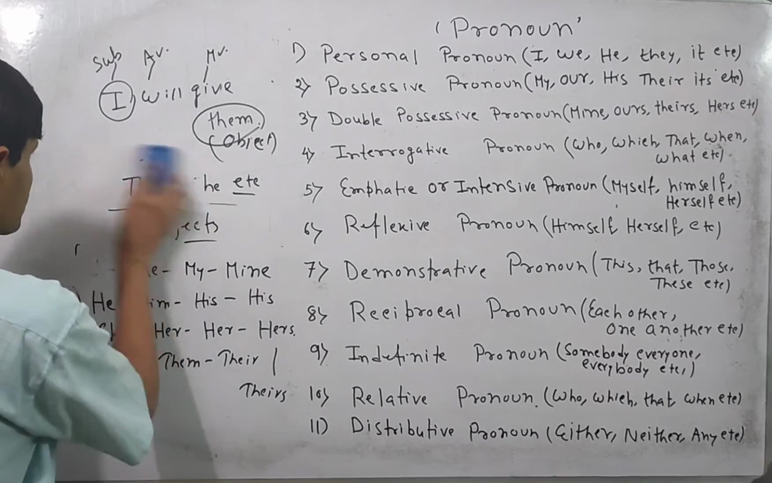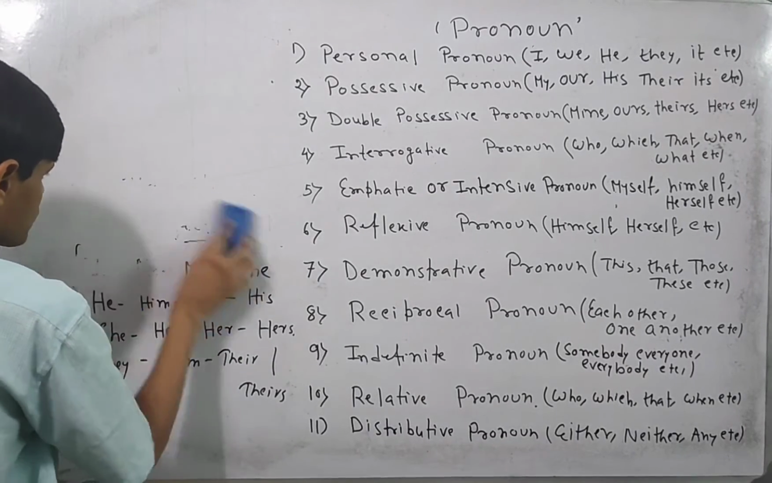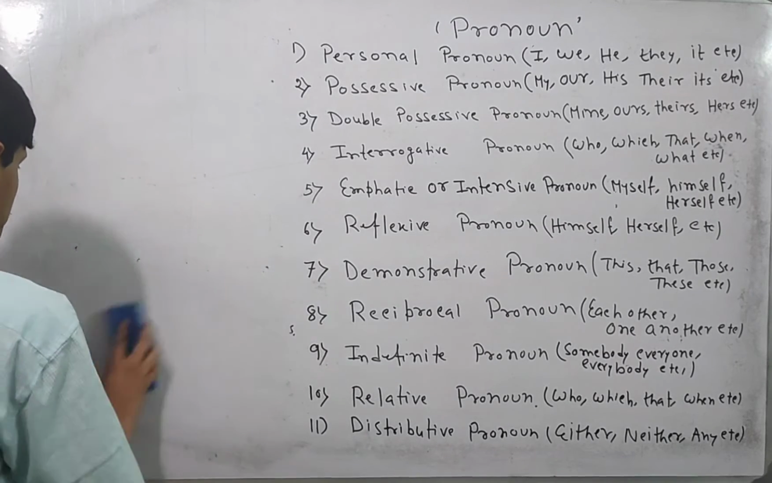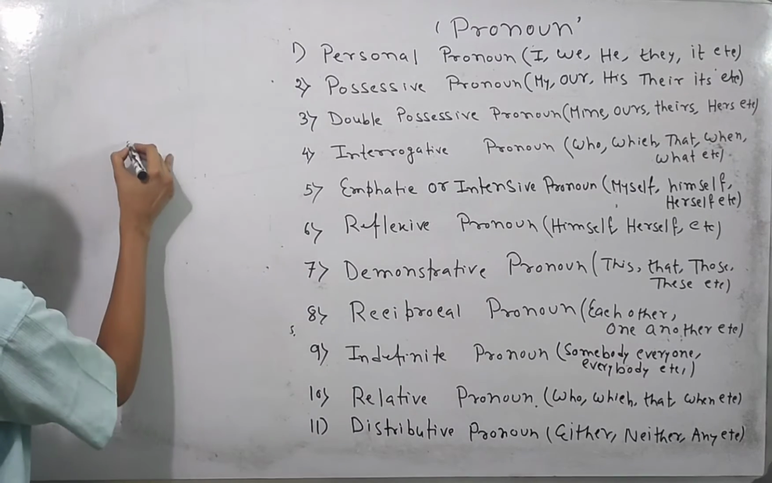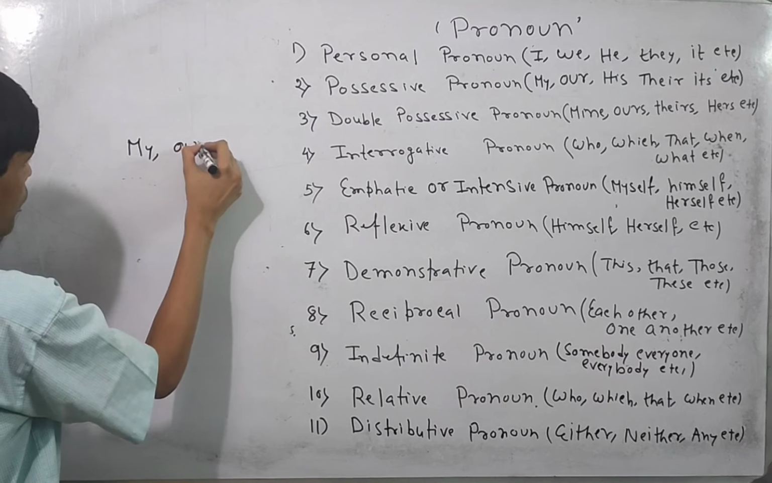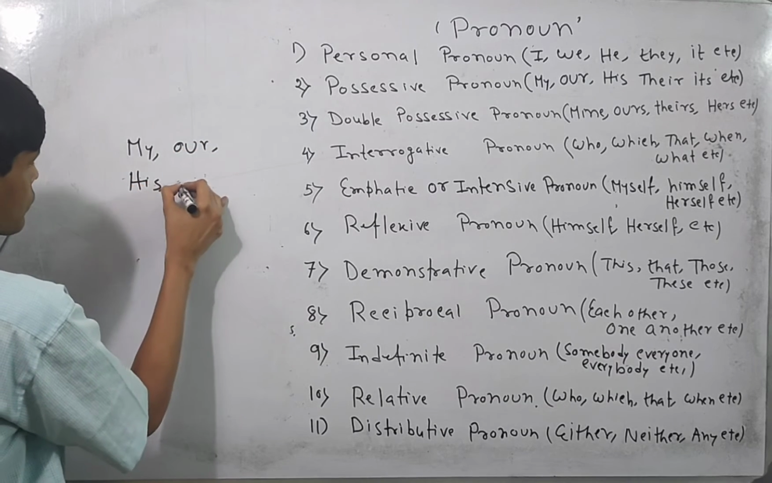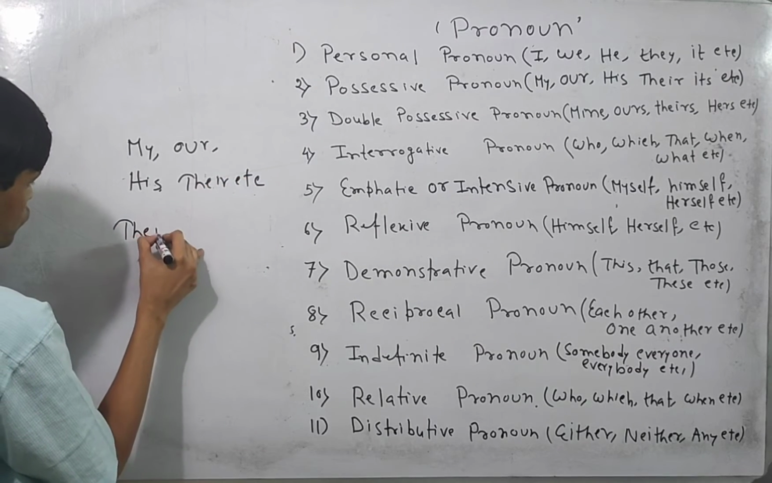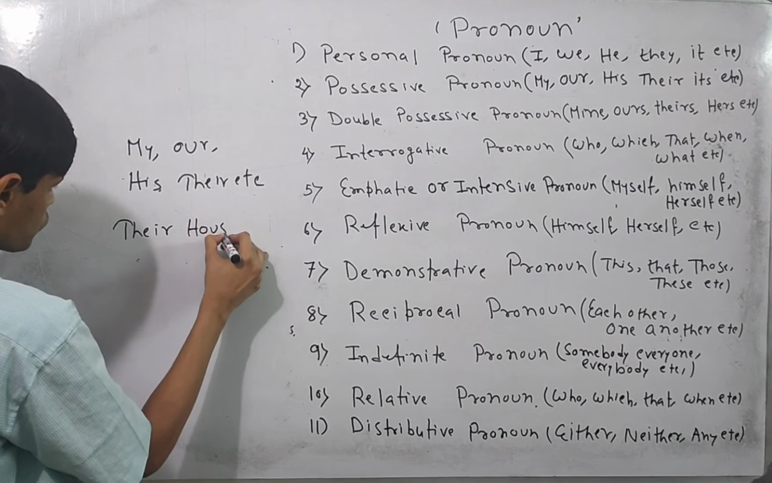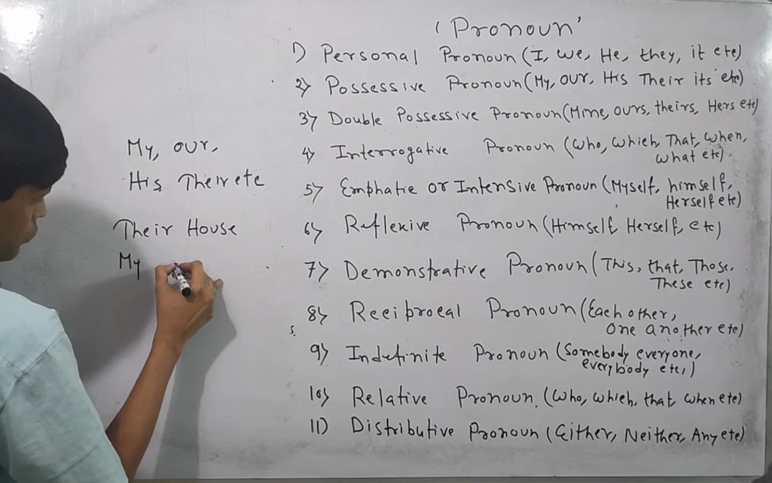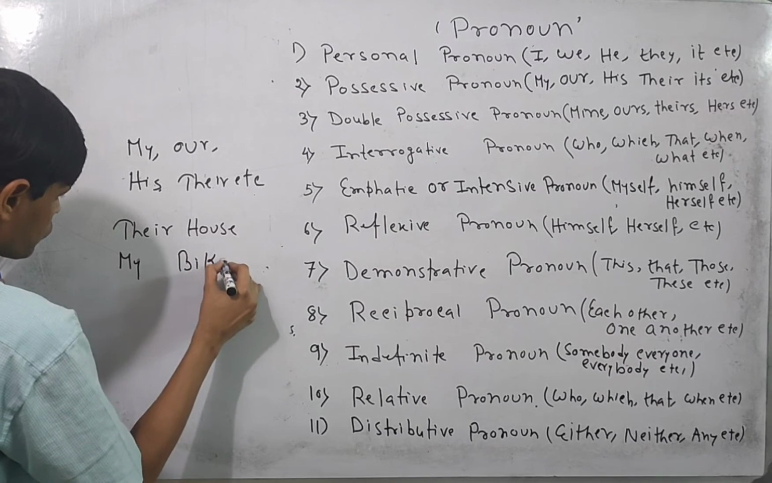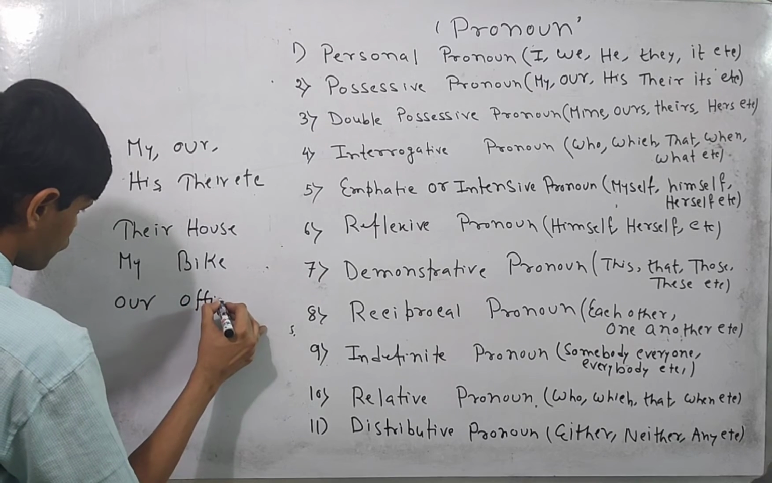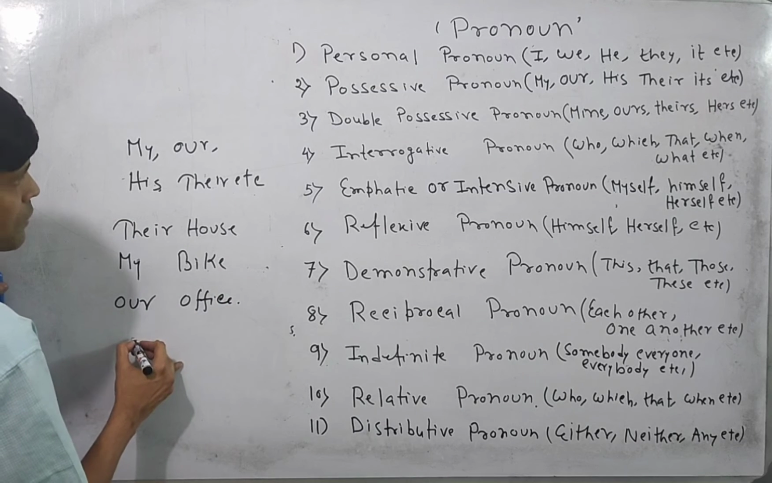Now if I look at some examples, you will find my, our, his, their, etc. Their house, my bike, our office. You can say something like that.